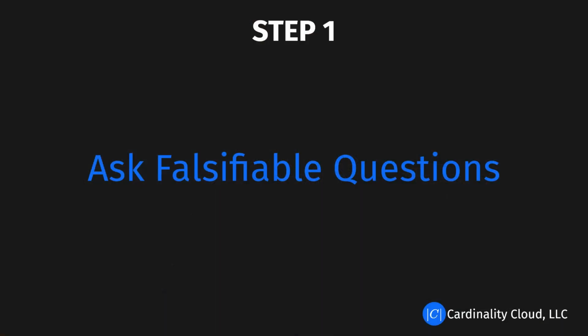Today, what is observability? These 5 steps. Step 1. Ask falsifiable questions. The first failure most teams have during an incident isn't technical. It's epistemic. We ask these questions that feel so urgent, but they can't be answered.